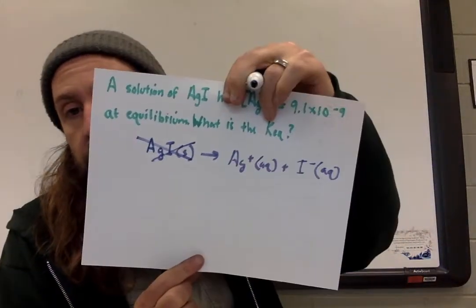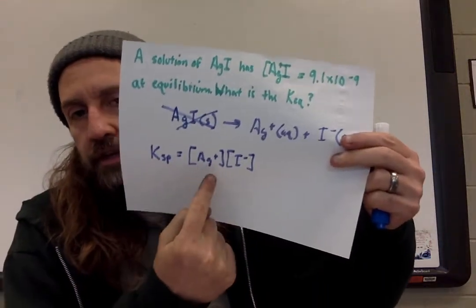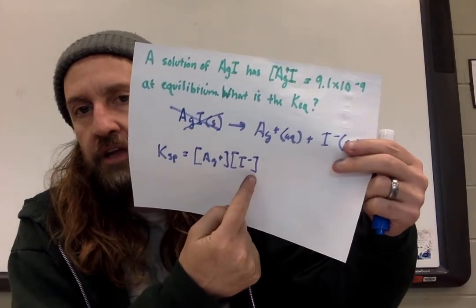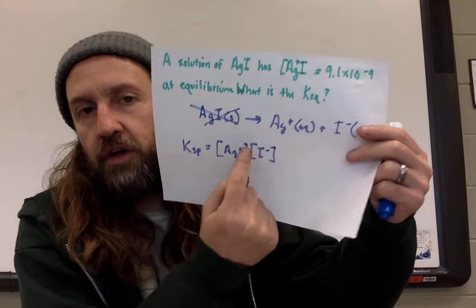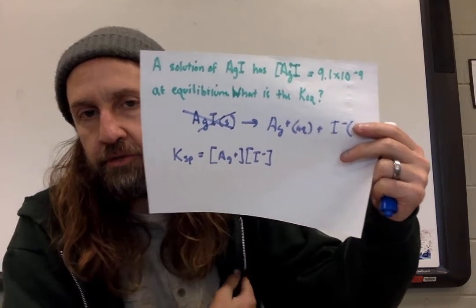Then you do a K statement, and in this case it's a Ksp because the reaction is the dissolution of a salt, and you get rid of the solid salt when you do your K statement. So your Ksp is just Ag plus and then I negative. What you realize when you look at that is however much silver you have, you have that much iodide, because when it dissolves, for every 1 silver you get 1 iodide. So 1 silver, 1 iodide.